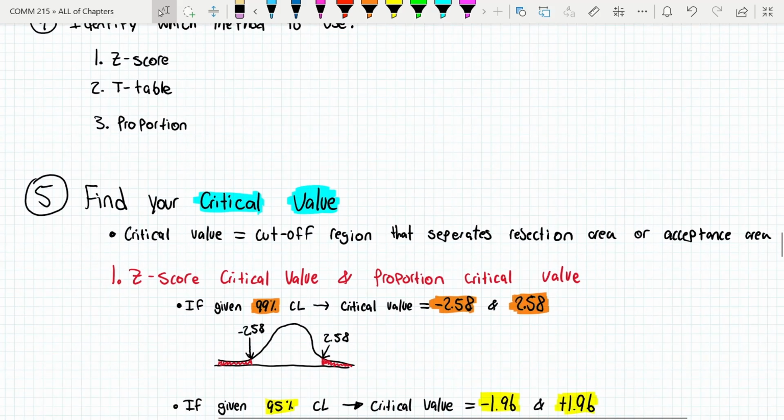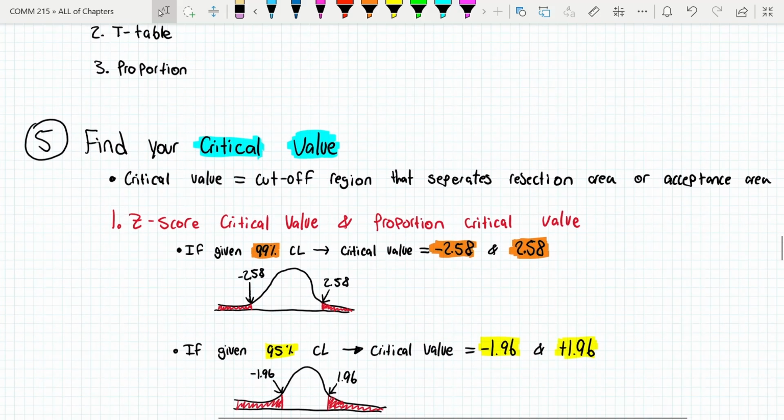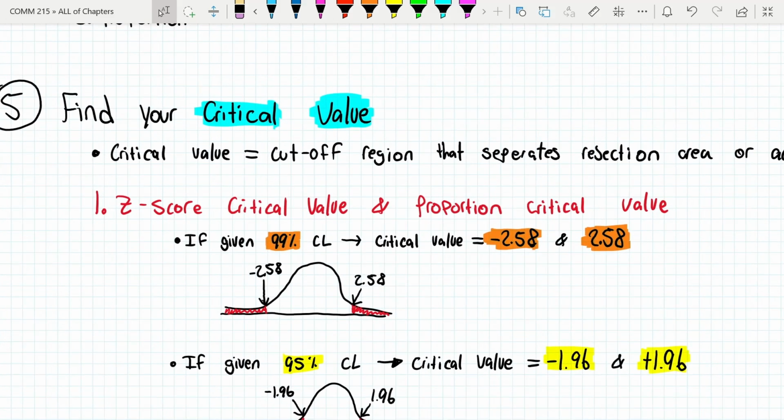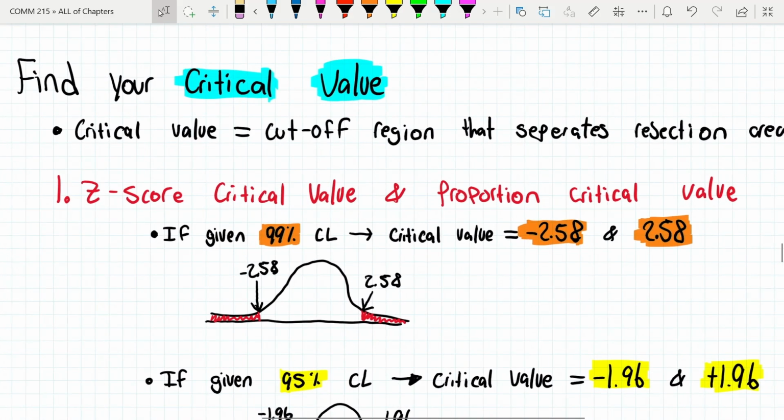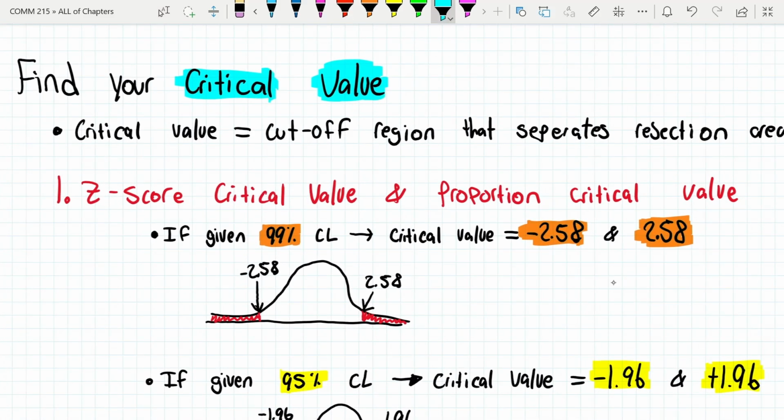So first, the z-score critical value and the proportion critical value, they use the exact same way of calculating the critical value. So if you're given a 99% confidence level, your critical value will be negative 2.58 and 2.58. That's assuming that you have a two-tailed test to do. So as you can see right under the diagram, the red region is your cutoff, which is the rejection area, and your critical value of negative 2.58 and 2.58 is pretty much the line that separates it.